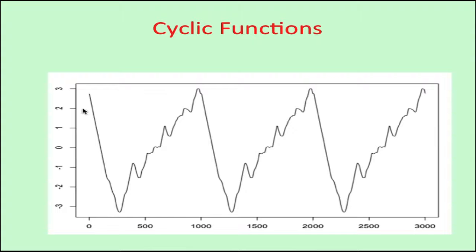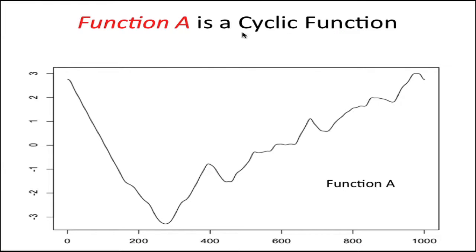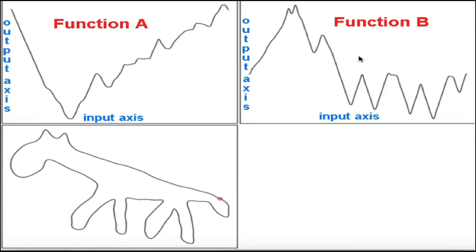So you can think of a function like function A, where the first output is equal to the last output, as a cyclic function, simply because it's easy to make into a cyclic function. So function A is a cyclic function, as is function B, because they have that same property, where the first output is equal to the last output in each one of these functions.